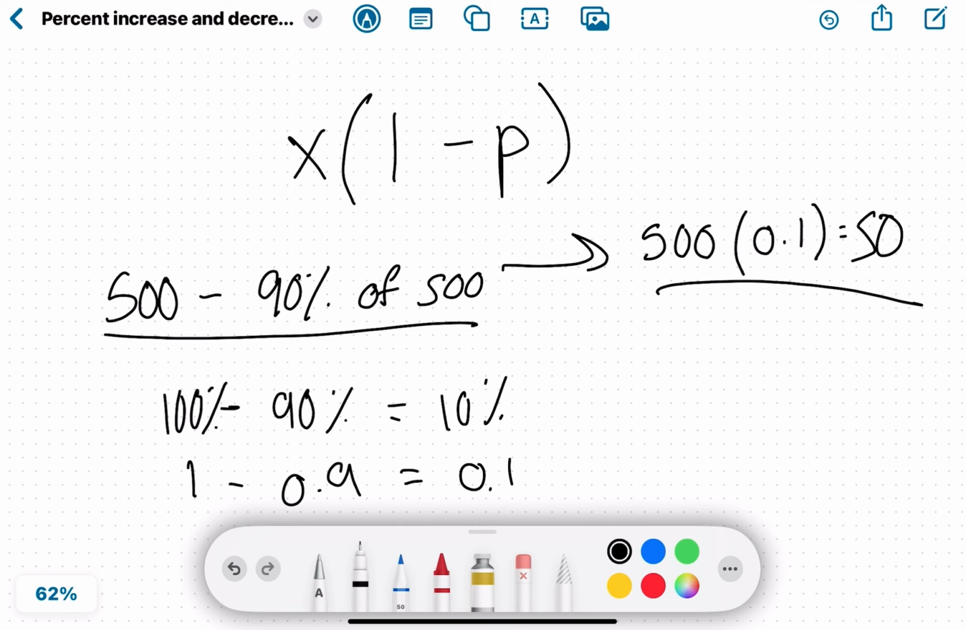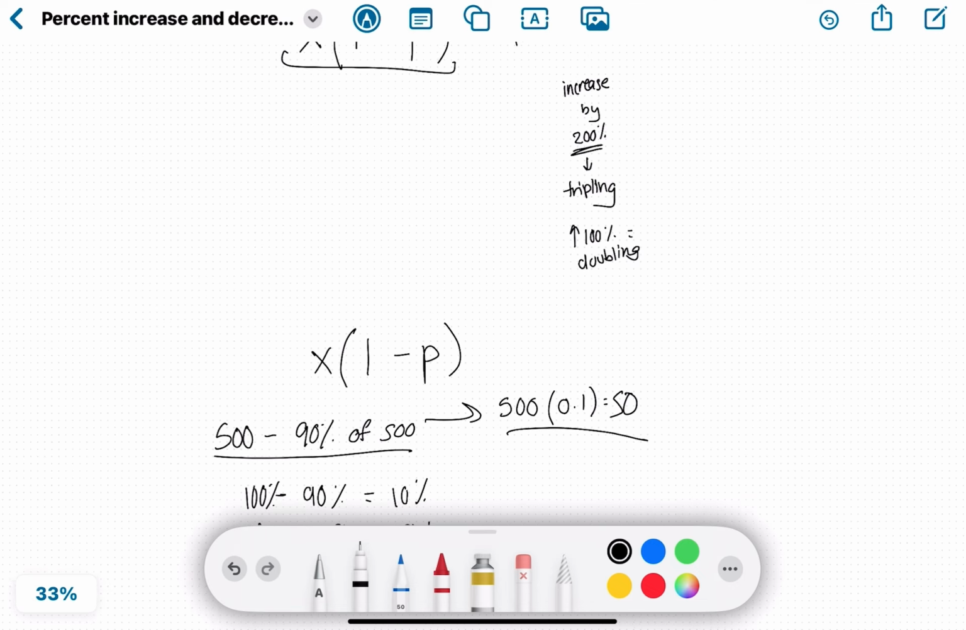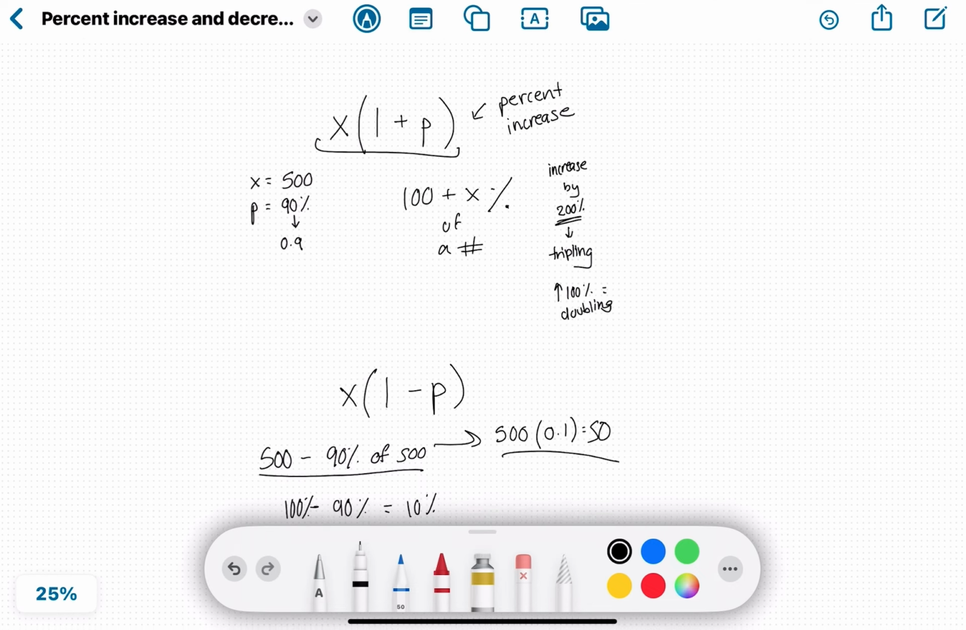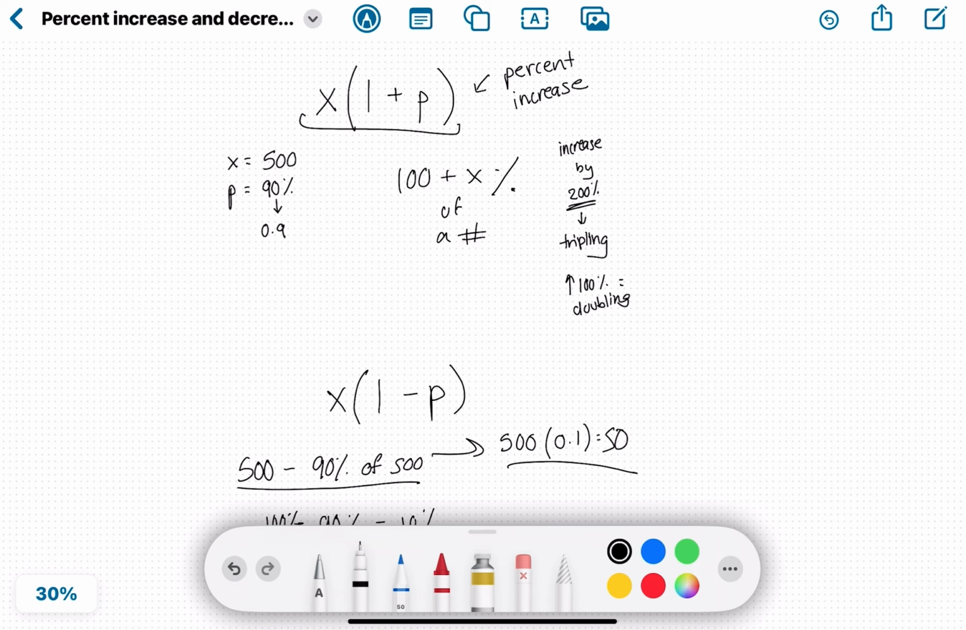And there you go. So that concludes this video. Today we went over increasing and decreasing numbers by percentages of themselves, and easy formulas to use in order to do it.